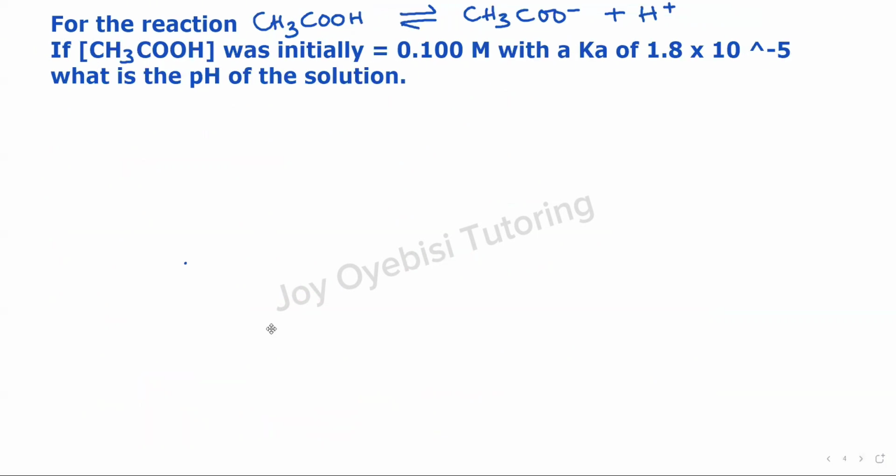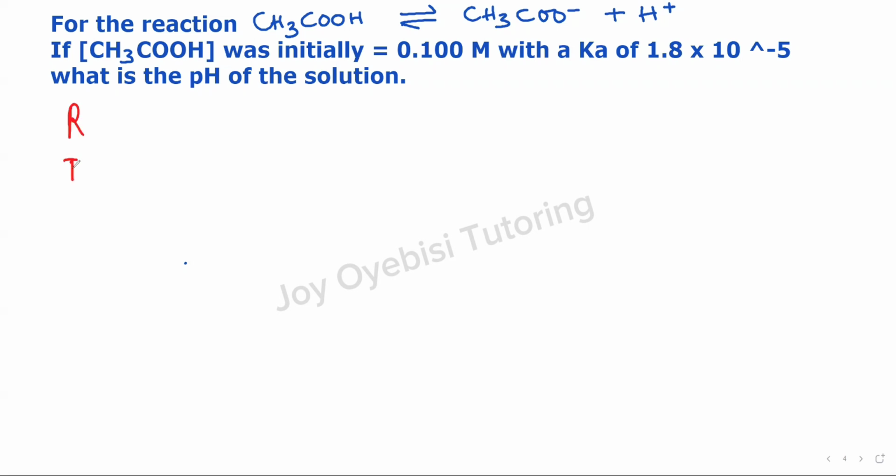The next one says, for the reaction as given, if CH3COOH was initially 0.10 molar with a Ka of 1.8 times 10 raised to the power of -5, what is the pH of the solution? So this has to do with pH of weak acids. I wanted to throw in this example just in case some of you are finding this problem difficult as well. So we start off with the ICE chart again.